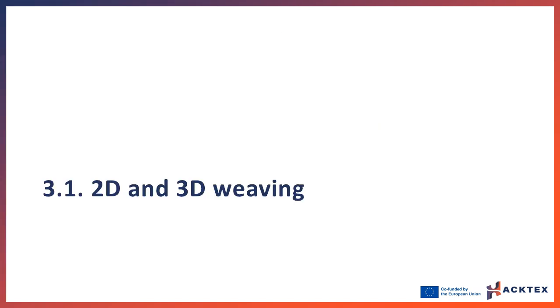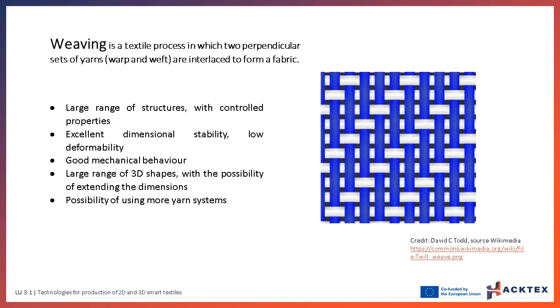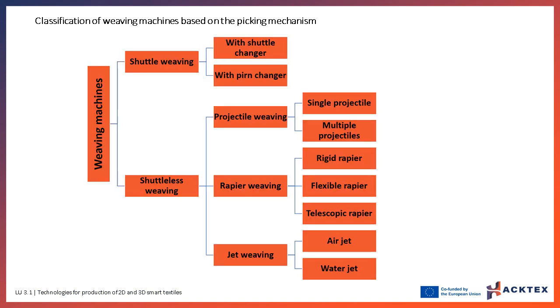2D and 3D weaving. Weaving is a textile process in which 2 perpendicular sets of yarns, warp and weft, are interlaced to form a fabric. Woven fabrics are the most common textile materials and have different advantages for products with smart functions. Interlacing is obtained by passing the weft yarns over and under the warp yarns in a preset pattern. This process is carried out on weaving machines with different insertion mechanisms.